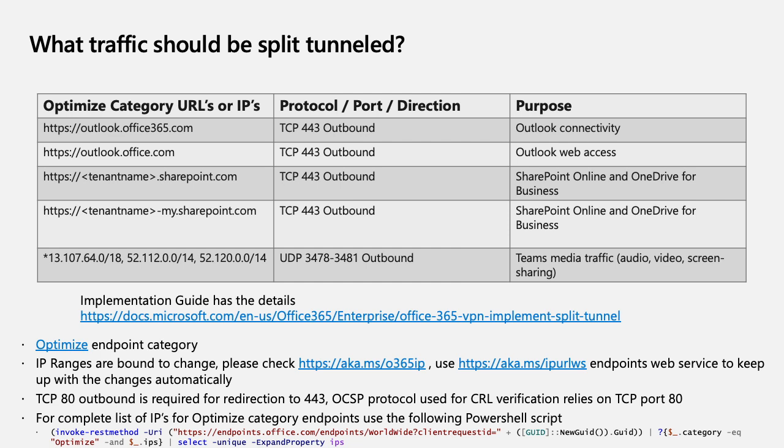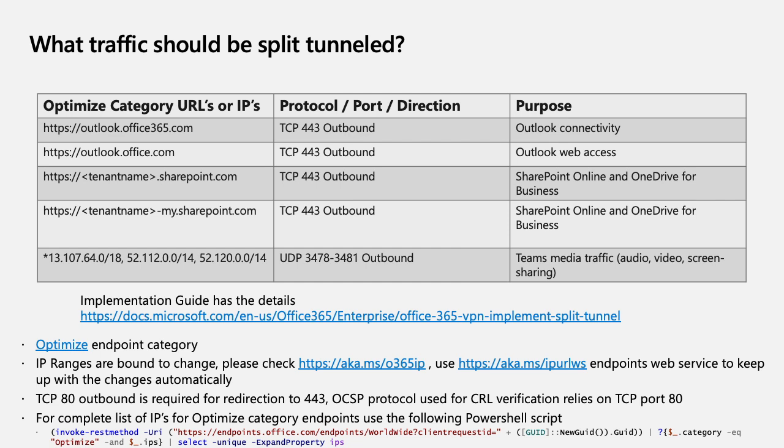Here is a table on the slide that gives you the list of endpoints that are part of this optimized category. We've got 2 endpoints for Exchange Online, we've got 2 endpoints for SharePoint Online and OneDrive for Business, and we've got 3 IP ranges for the Microsoft Teams media traffic. The media traffic here refers to real-time traffic like audio, video, and screen sharing. If you want a complete list of IPs that are part of the optimized category, you can use the PowerShell script, which is listed on the slide, to generate that IP list.